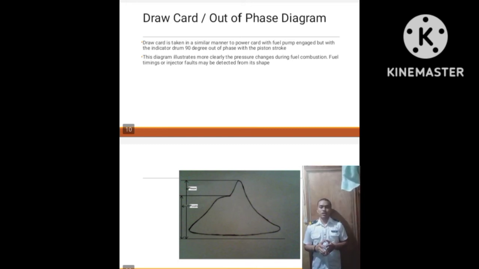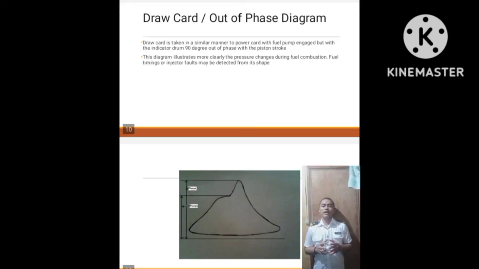So the draw card diagram is taken with the same indicator instrument with its drum 90 degrees out of phase with the piston movement, and it gives us a better understanding of pressure variation within the cylinder. Thus, it helps us differentiate between the compression pressure and peak pressure for the particular cylinder. Then, by the use of the draw card diagram, we get a clear indication of faults in the exhaust, injection and exhaust systems, even the effects of improper settings of the indicator instruments, are much clearer in the diagram.